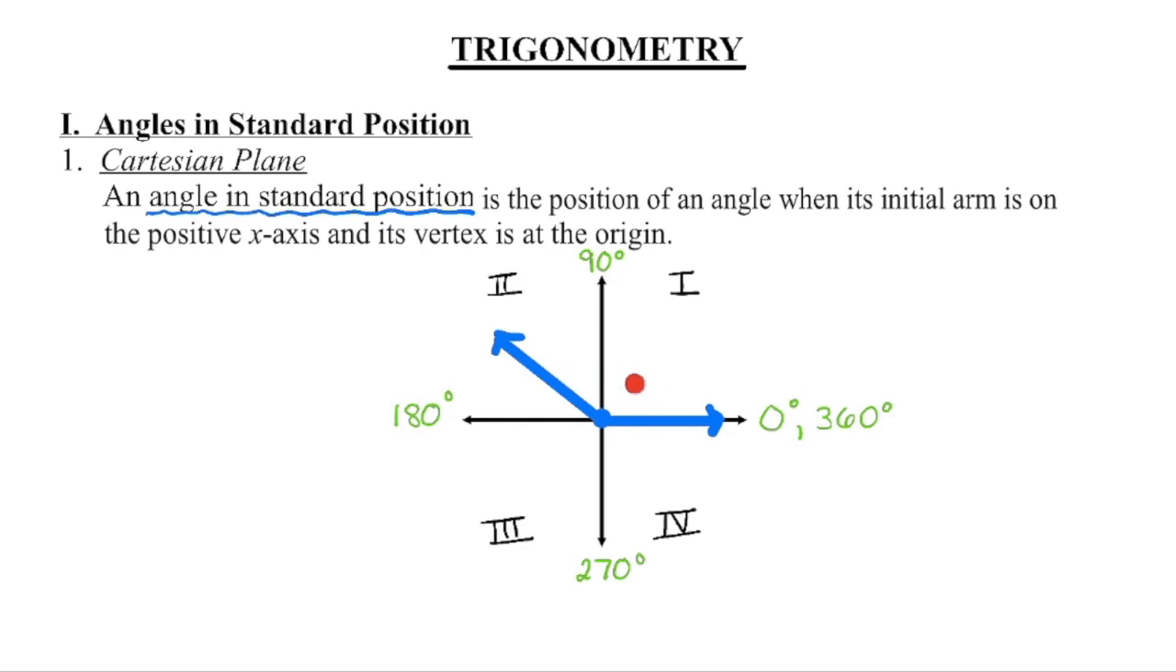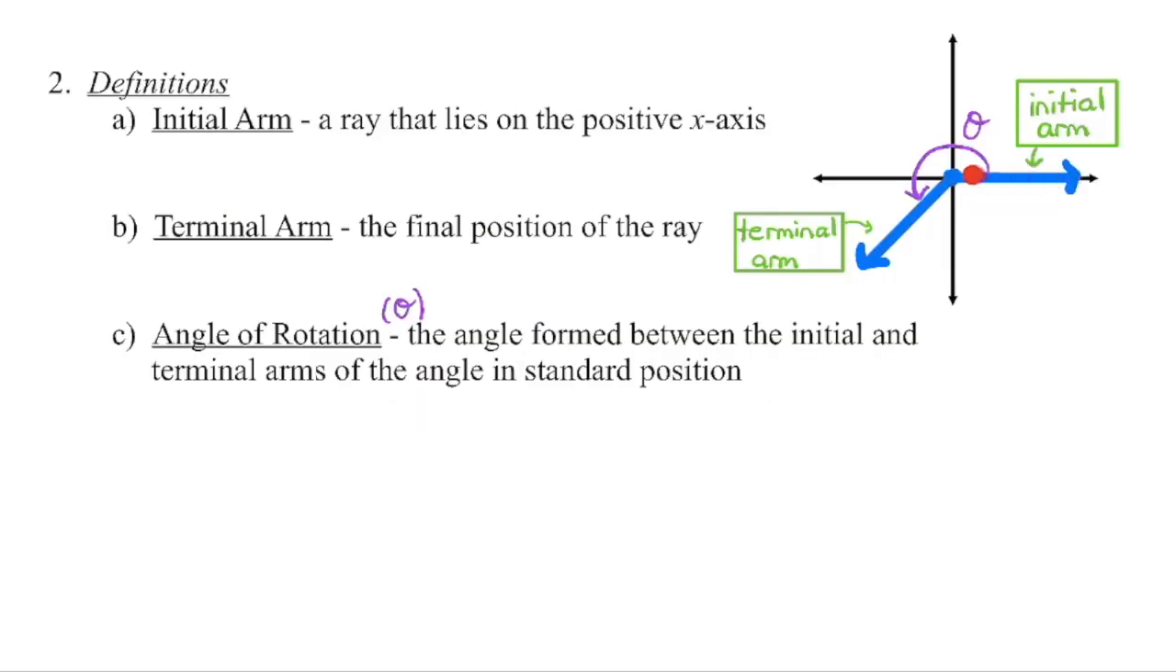That's going to give us a positive angle here, and where we end up, this ray is what we call the terminal arm of the angle. Initial arm, where we begin, we're going counterclockwise until we get to the terminal arm where we stop. So think terminate, stop, we end here. So start on the initial arm, rotate counterclockwise. Where we end up, this theta is our angle of rotation.